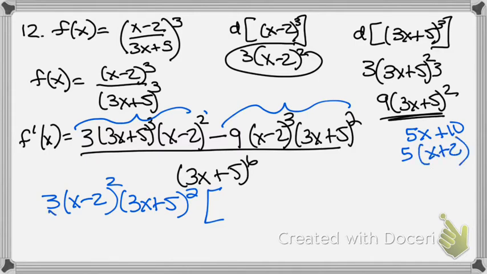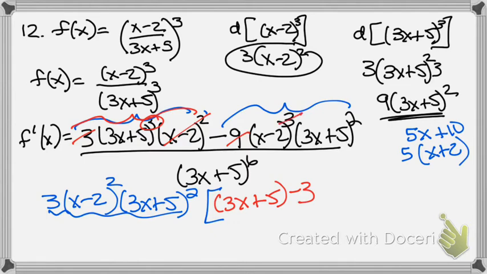So if I take this out of each term, what's left over? Well, in the first group, what would be left over? I've got the 3. I've got the (x - 2)^2. I'm missing one of these guys, so I have a 3x plus 5. In the next group, I need a 3. I need another x minus 2. And I've got all of the 3x plus 5s. Denominator stays the same.